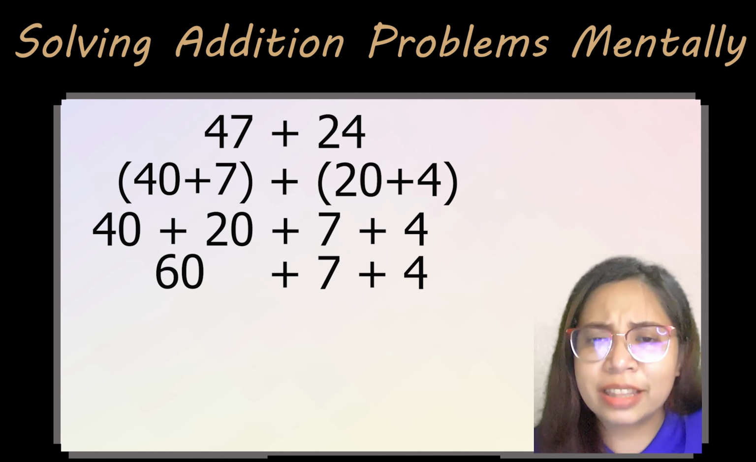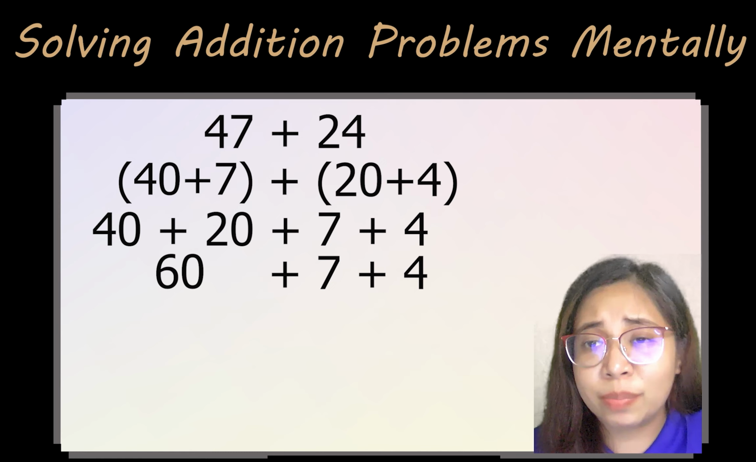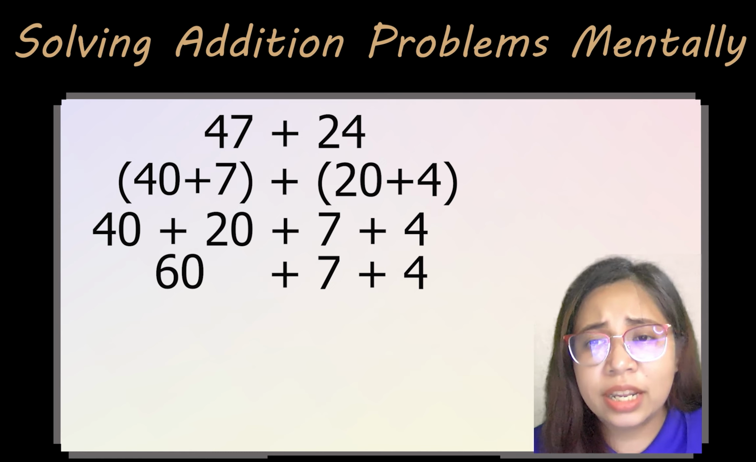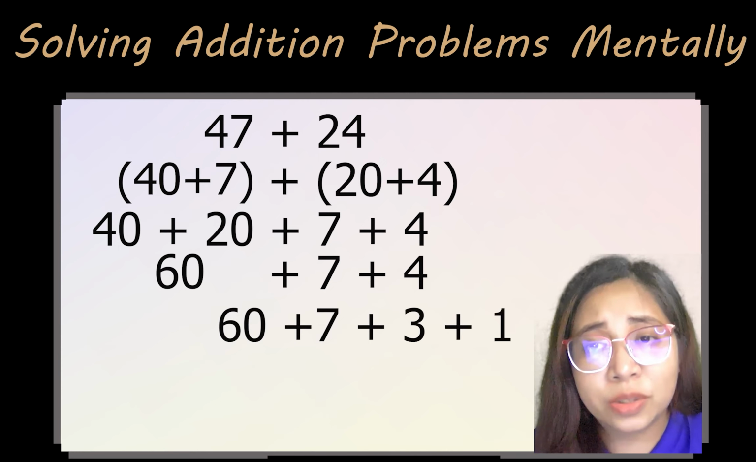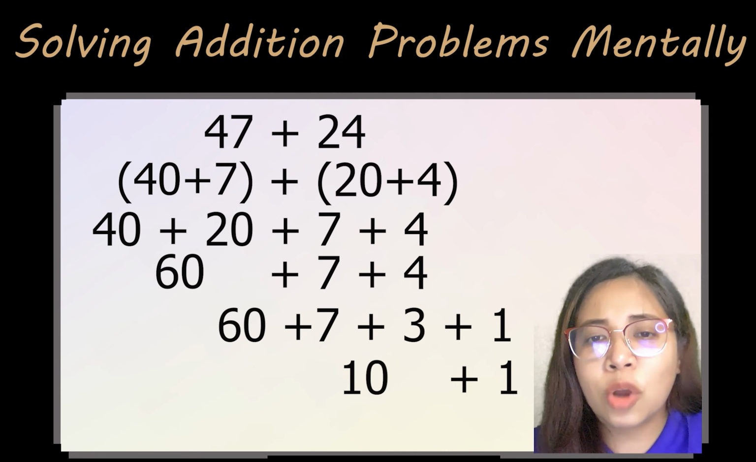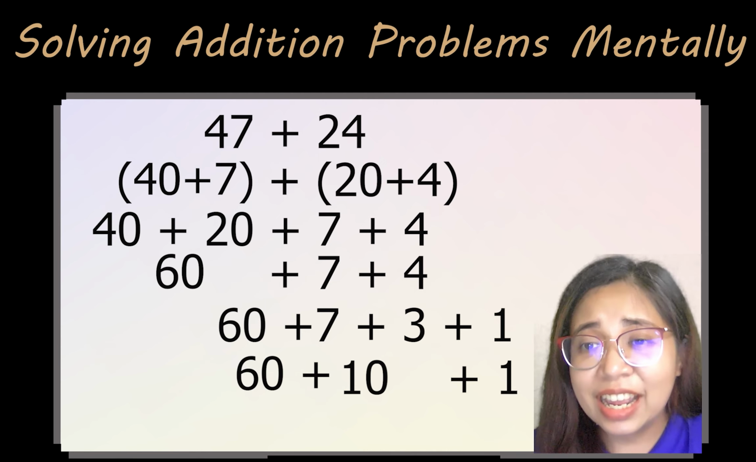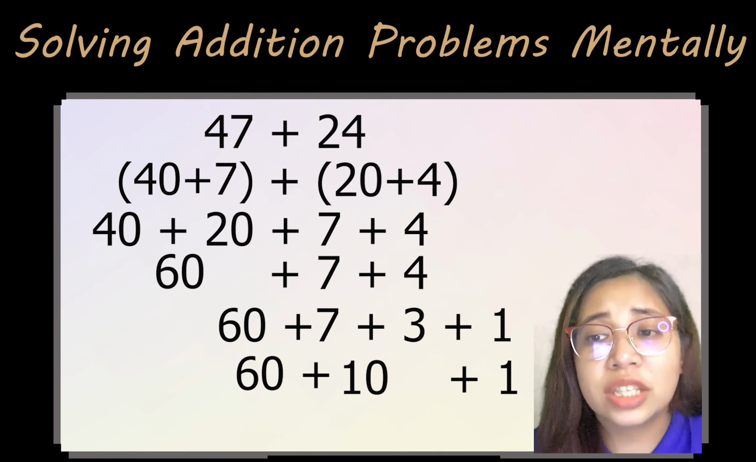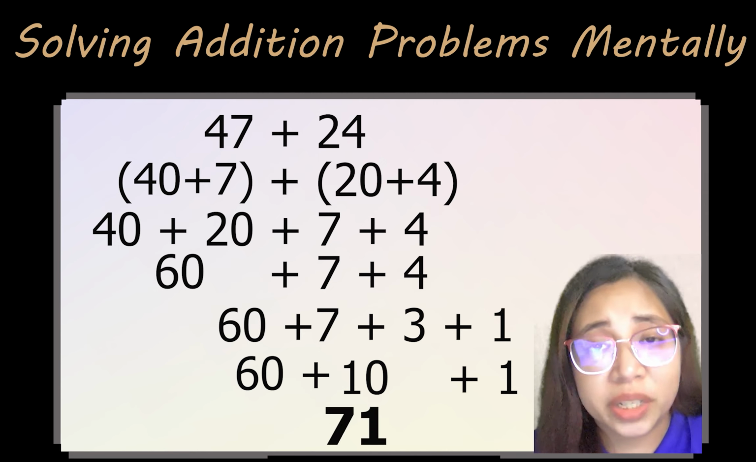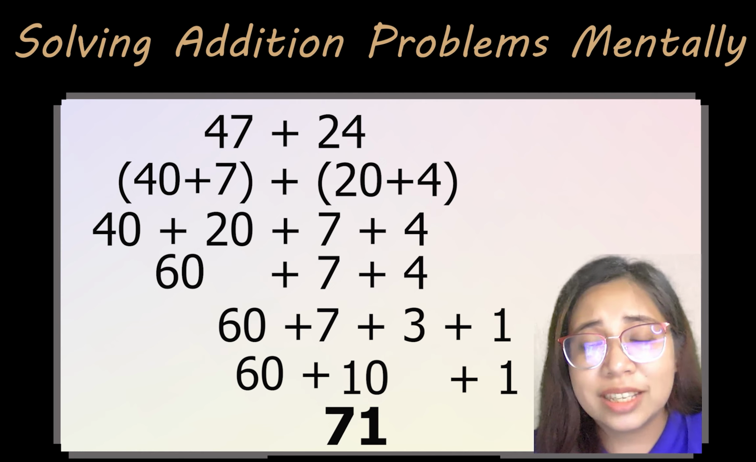So gamitan ulit natin ang compensation method, ang 7 plus 4. Bali para maging divisible by 10 ang 7, need niya ng 3 na manggagaling sa 4. So magiging 7 plus 3 plus 1 na magiging 10 plus 1. So ang buong equation natin ay magiging 60 plus 10 plus 1, which is equal to 71. So 47 plus 24 is equal to 71.